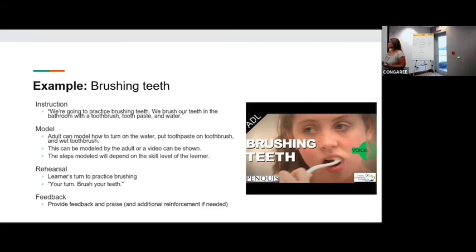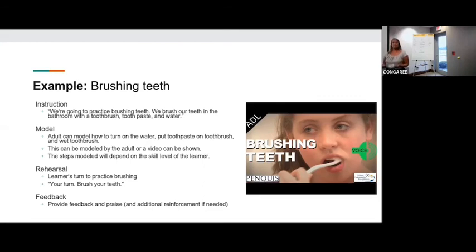But for example, with brushing teeth, the instruction might be, we're going to practice brushing our teeth. We brush our teeth in the bathroom with a toothbrush, toothpaste, and water. If it's a younger learner or someone who just needs those visuals, I might have a visual with me as well. The adult can model how to turn on the water, put the toothpaste on the toothbrush, and then wet the toothbrush. This can be modeled by an adult or a video.